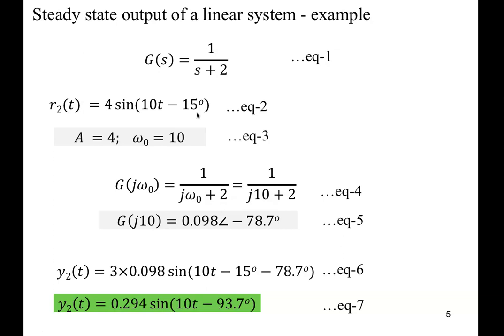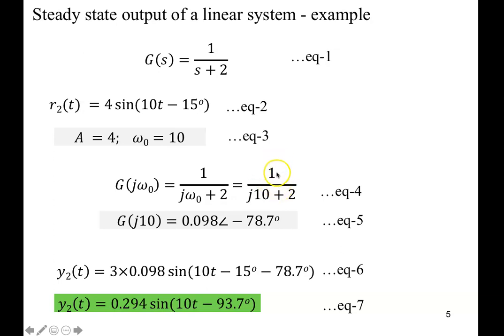Now, you see here the omega naught is 10. In the previous example, the frequency of the input is 5, but this time it's 10. So what I need to do is replace all the s's by j10. So 1 over j omega naught plus 2. The process is the same, but the number is different. So it's 1 over j10 plus 2, not j5 plus 2 anymore. And I end up with a complex number again, a number divided by 1. You can consider that as a complex number, where the imaginary part of that 1 is 0.